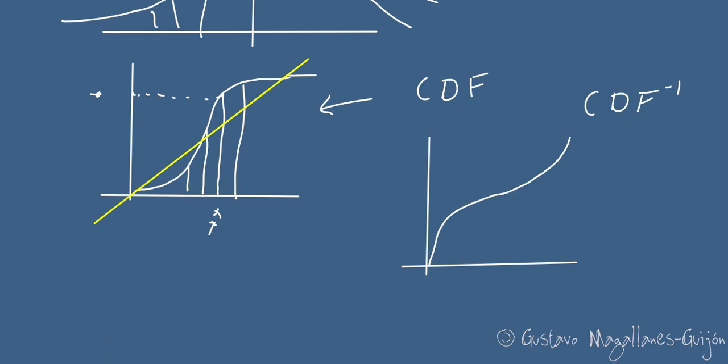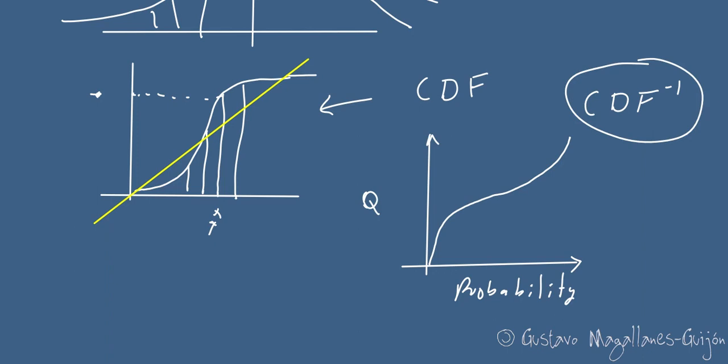And in the horizontal axis, you have probability, and on the y-axis you have the quantiles. The percentile point function is completely the inverse of the cumulative distribution function.